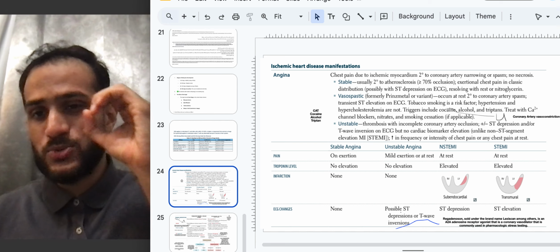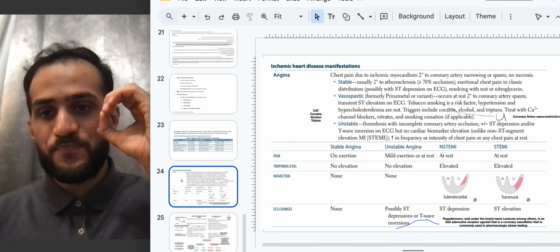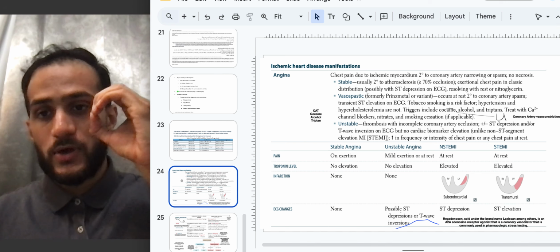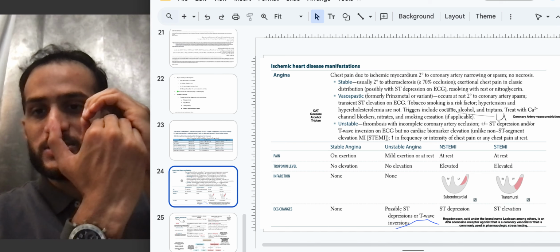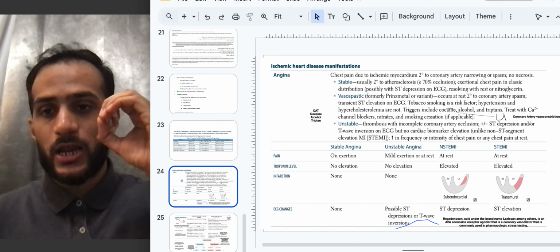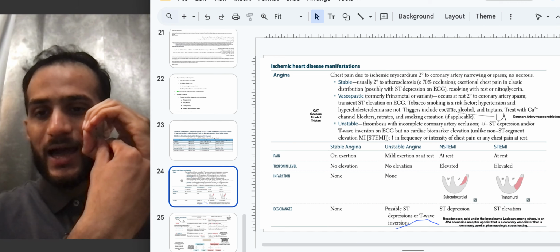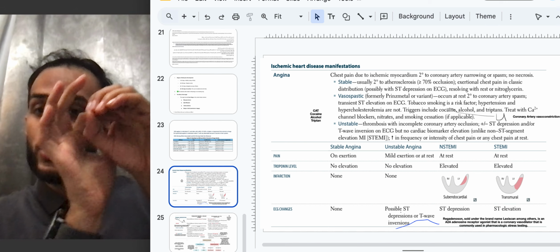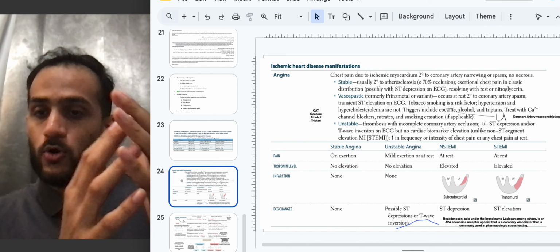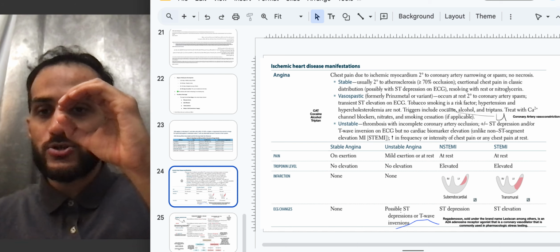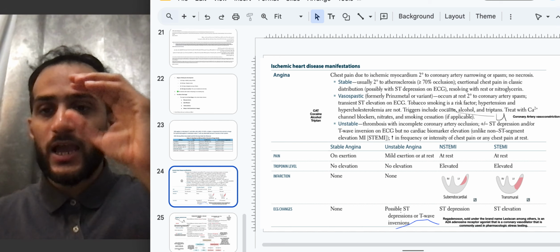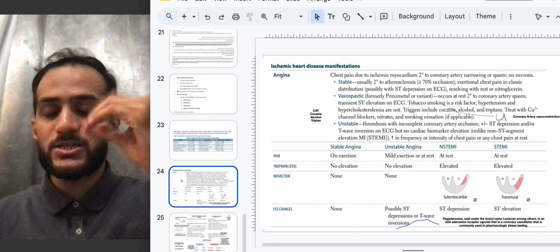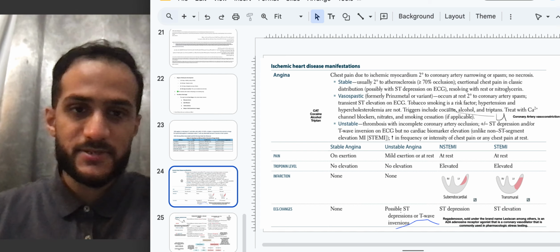So the way I like to describe stable angina is that you have a pipe, okay, and you've blocked like 70% of it. That's stable angina. Unstable angina, you have like a plaque and it kind of lodges out, and then that could occlude and lead to more complication. And the vasospastic, I like to describe it, it kind of just spasms. It kind of just moves up and down and it spasms.